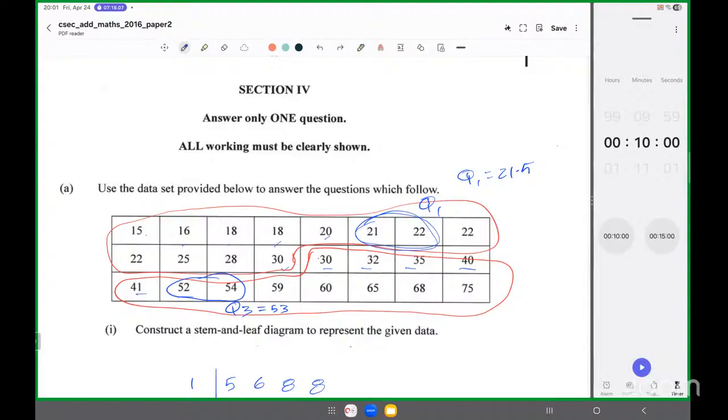What is the formula? How many values are there? 6.25 can mean the average of the 6th and the 7th value, which is what I did. 1, 2, 3, 4, 5, 6. It's still the average of a 6th and a 7th value. So I prefer to divide it up like this. Learn how to divide it up like this when you have a small number of values.